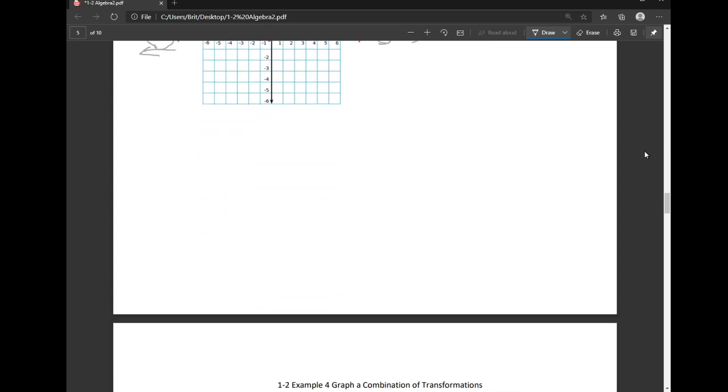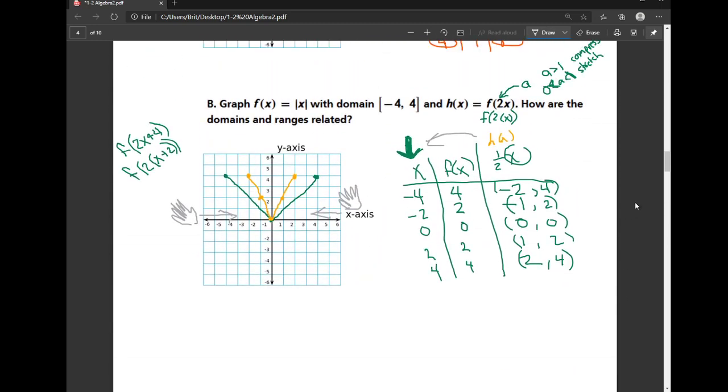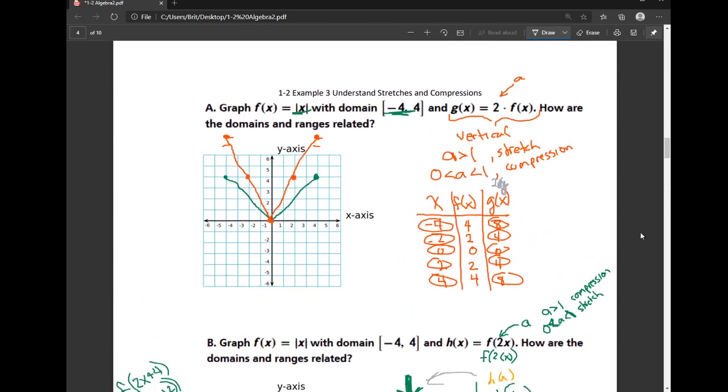And that's it. I will post an additional video explaining these because the horizontal stretches and compressions can be pretty difficult. But hopefully this helped you guys out.